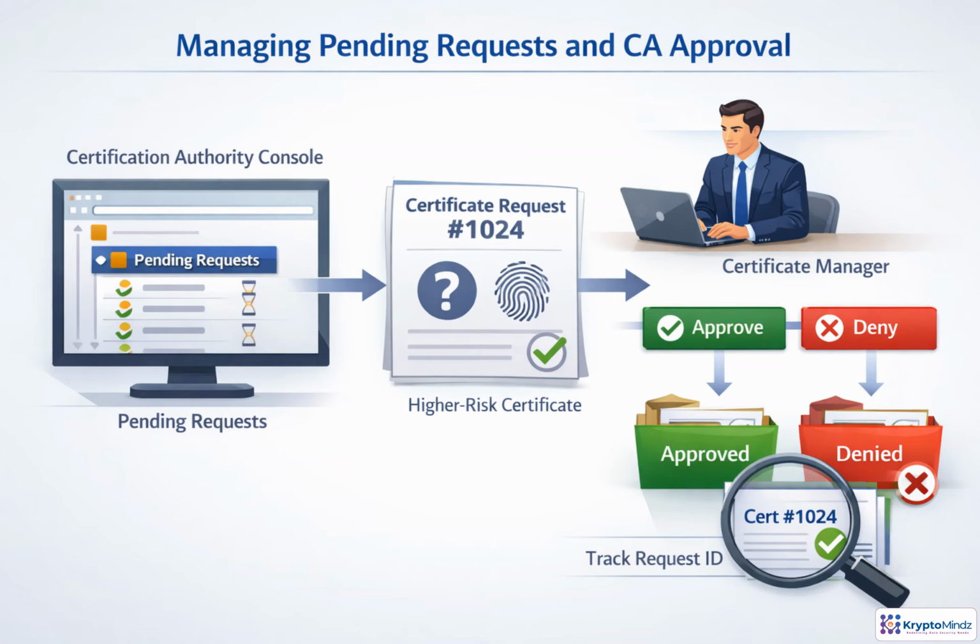When a request targets a higher risk certificate like a public web server, it often isn't issued automatically. Instead, it lands in the CA's pending queue, where a certificate manager reviews who requested it, what template was used, and whether it aligns with policy. They explicitly choose to approve or deny the request. If it's approved, the requester must later retrieve the certificate using the original request ID, so tracking that ID is critical.